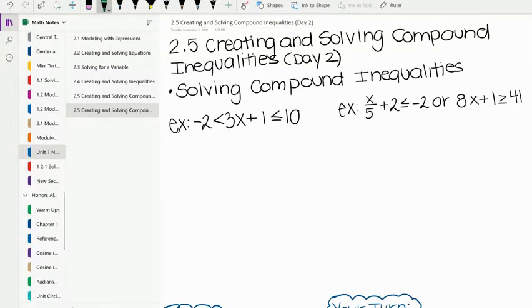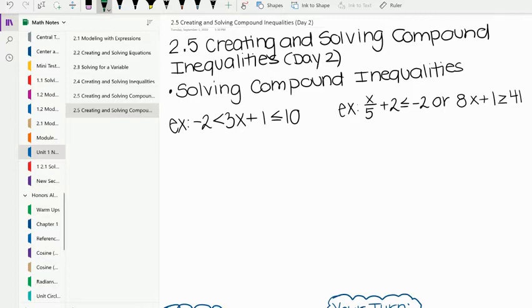We are on 2.5, part 2. So we're going to start off with reviewing what we did the day before, which was solving compound inequalities. If you remember, we had and/or inequalities, and how that affected the solution was based on where you are shading on the number line, or in other words, where the solution is.